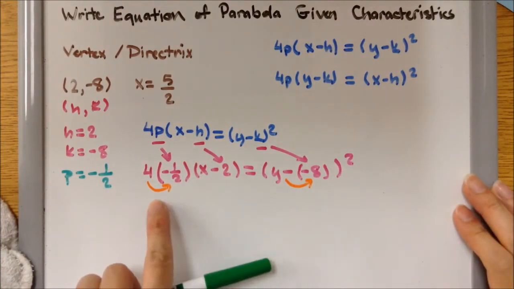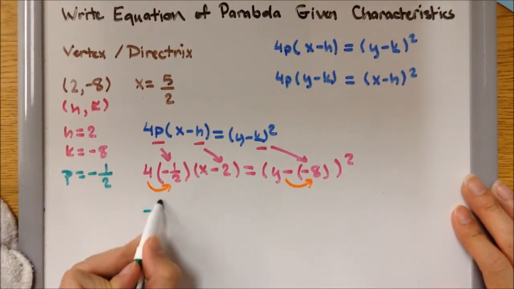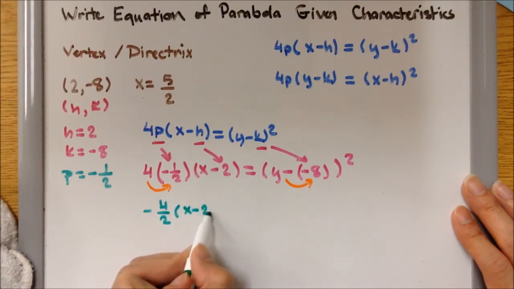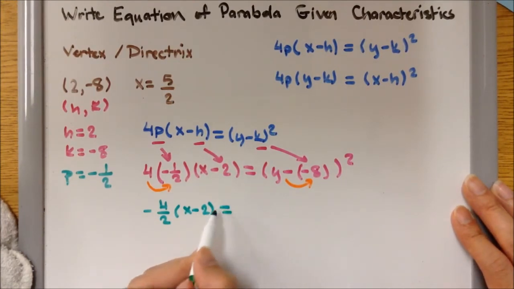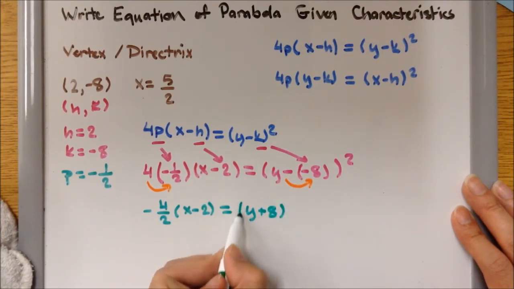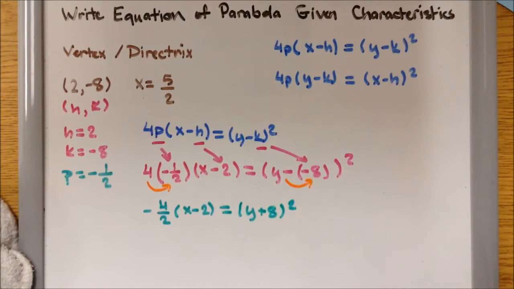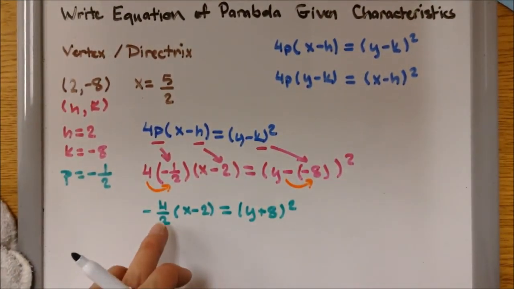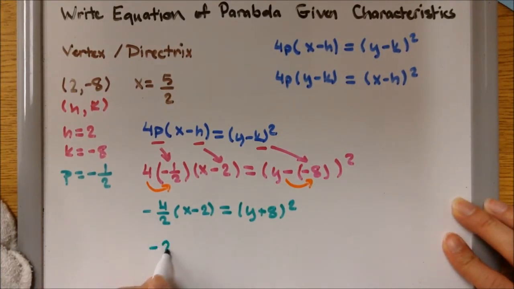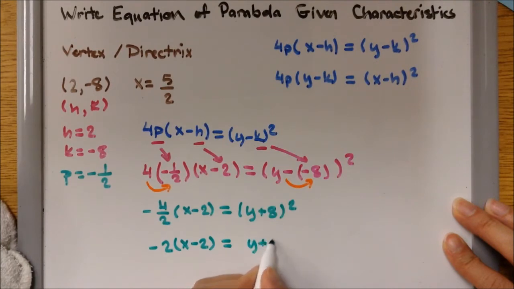So 4 times negative 1/2 is going to become negative 4 over 2, and then the parentheses on x minus 2 stay the same. And then here it's going to be y plus 8 with a set of parentheses and the square. Almost done. Now I just need to simplify negative 4 over 2, which will become negative 2, and then everything will stay the same. So x minus 2 equals y plus 8 squared.